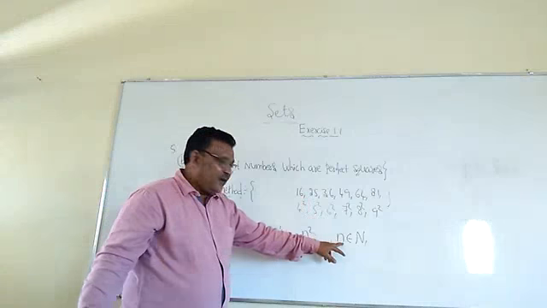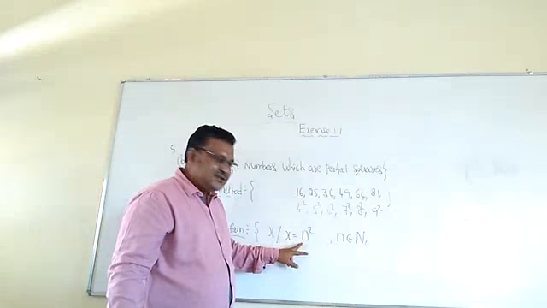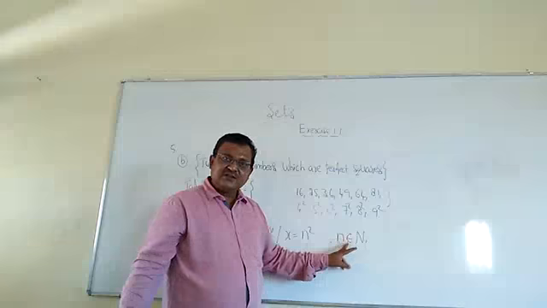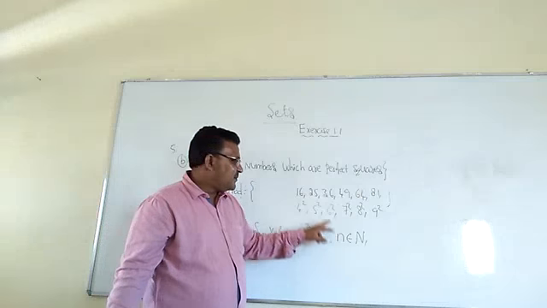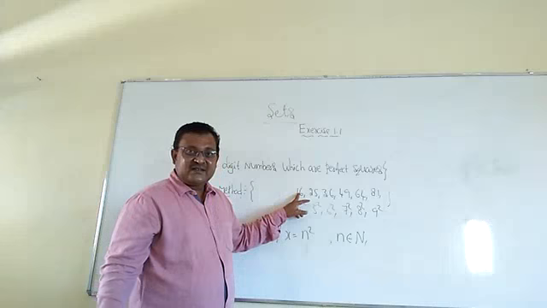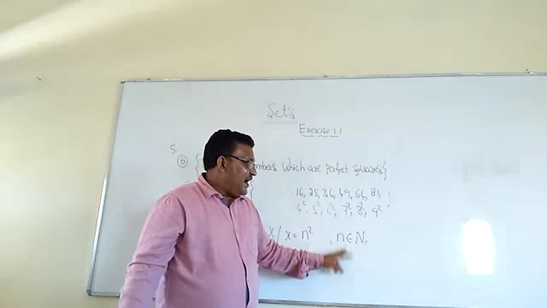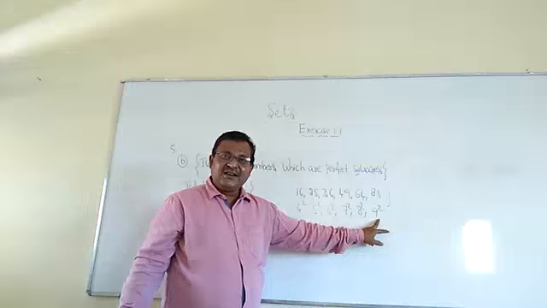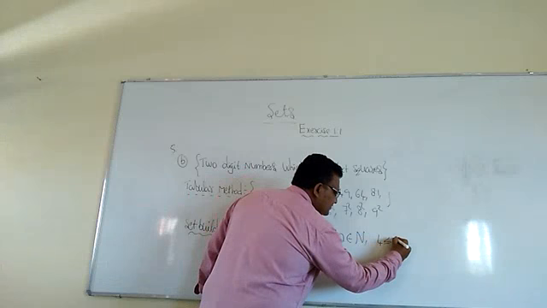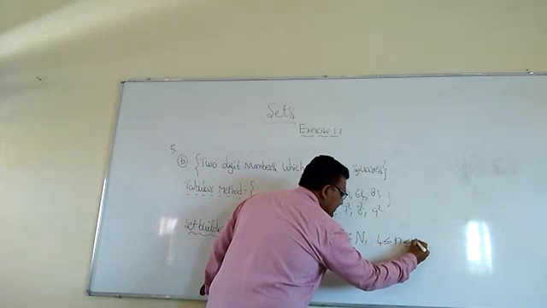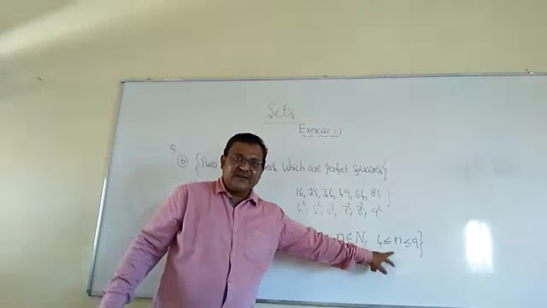No. Why? Because take 1. 1 square means 1, which is not a two digit number. 2 square means 4, not there. 3 square means 9, not there. Next 4. 4 square means 16. Yes, it is there. So it will not take all natural numbers. Here it will start from 4, and maximum up to 9. That means 4 is less than or equal to n, and n is less than or equal to 9. So this is the condition that n has to satisfy.